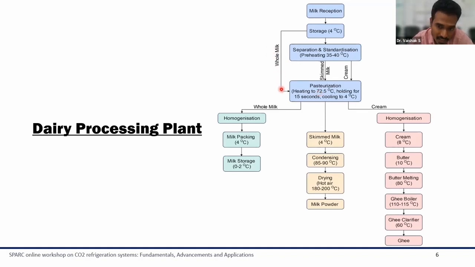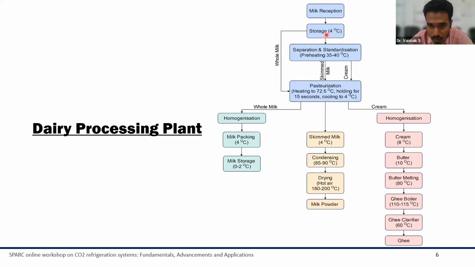So the whole milk is pasteurized, then it is passed through the homogenizer, where we reduce the size of the fat molecules. This homogenized milk is then transported to the milk packing unit, where it is packed in containers. Before dispatching from the processing plant, they are stored in cold storages, which are generally kept at temperatures below 5 degrees centigrade.